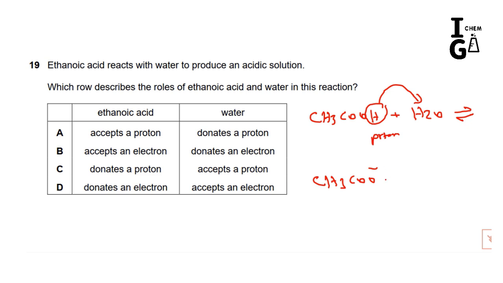So we will have CH3COO negative, and everything is aqueous. Plus, when we add this H here, it forms H3O plus. So this is a hydronium ion. So actually what happens here is ethanoic acid donates the H plus, or the proton, in favor of water, and water accepts it. So if we check here, ethanoic acid should donate, not accept. So accept here is wrong. It donates a proton, so this is correct. Proton, not electron. And for water, it accepts a proton, so this is the correct answer.